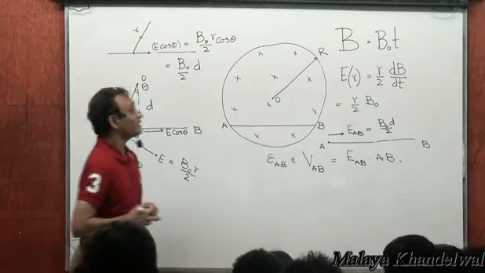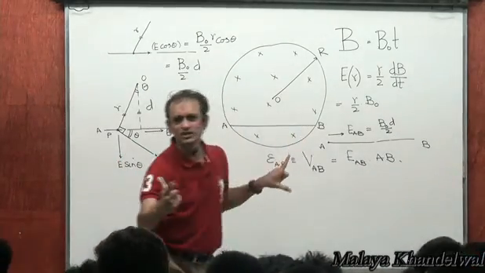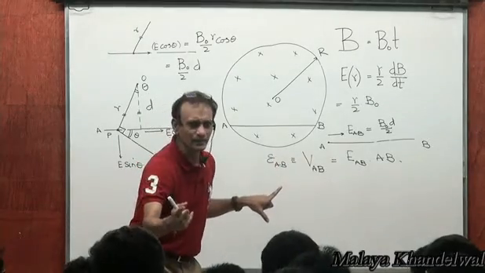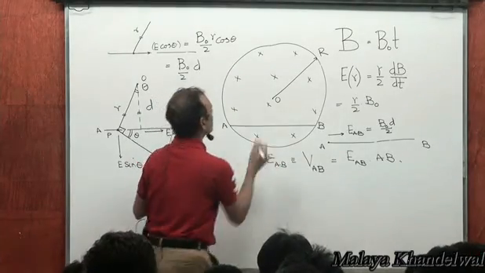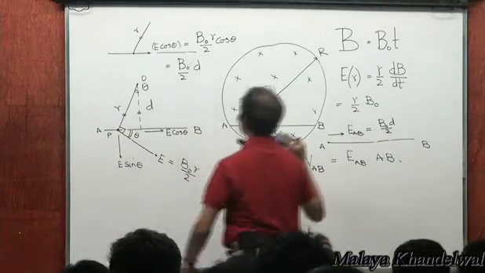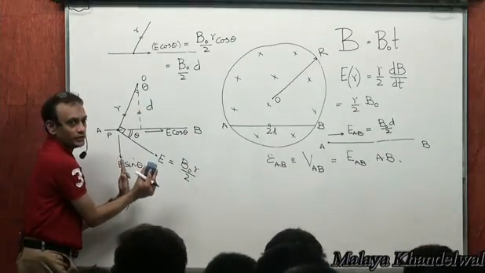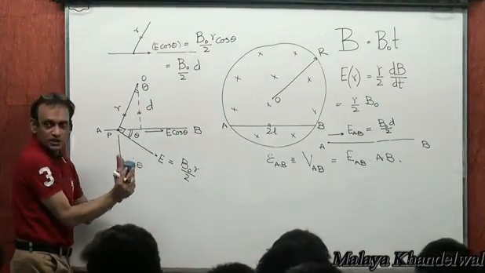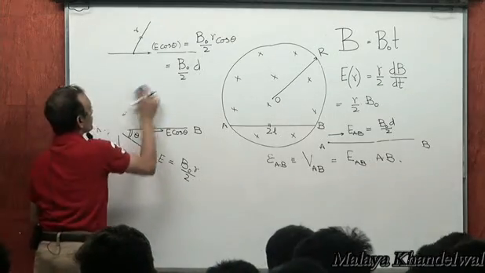The length AB is given to be how much? 2L. So then, can I remove the clutter from here? Have you registered these thoughts? Okay.